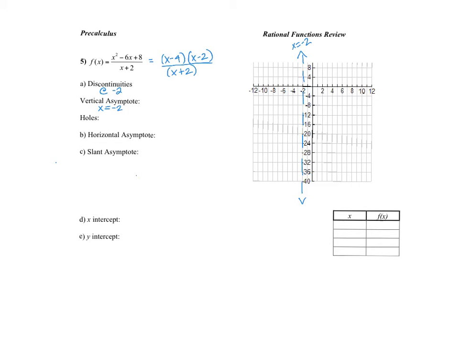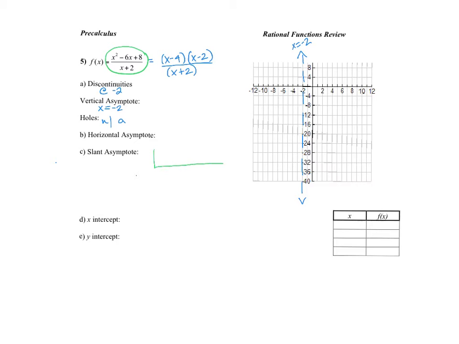Okay, so here we don't have any holes, as I mentioned, and in this case the degree of the numerator is 1 degree larger than the degree of the denominator, which tells us that there's going to be a slant asymptote. Now, to find the equation of the slant asymptote, you're going to use synthetic division. So you're going to take your rational function here, and you're going to set up your synthetic division.